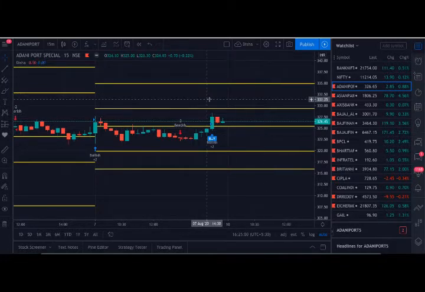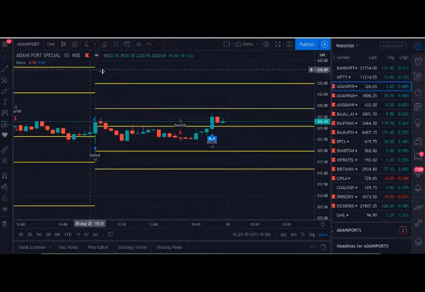If by any chance you don't have the nearest support or resistance levels available for the day, you can take the help of the previous day levels. I will tell you when to use that going forward.